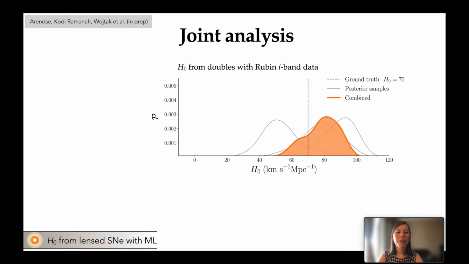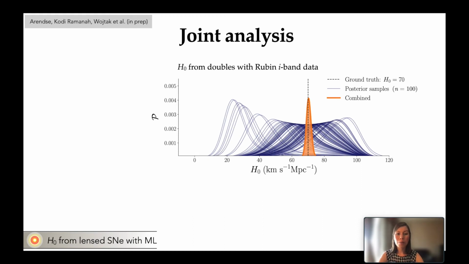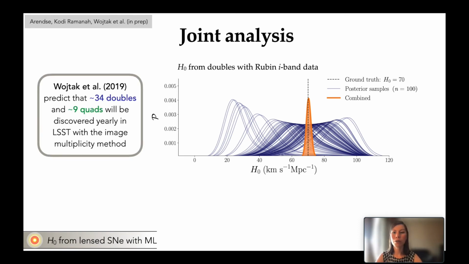So let's have a look at what these posteriors look like for multiple different lens systems that have been simulated, all with a ground truth value of 70. So you see that each posterior by itself really does not have a lot of constraining power, but if we combine all of them together, there really is strength in numbers, and they do converge to a better estimate of H0.